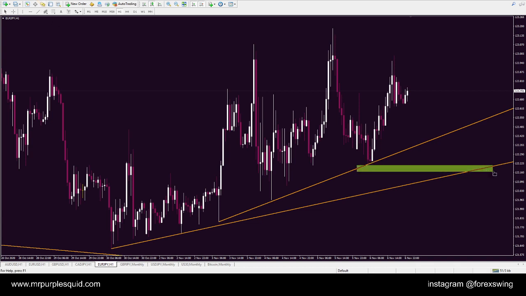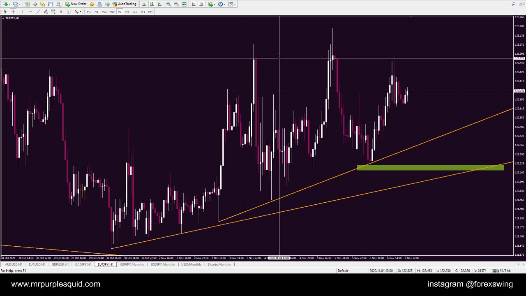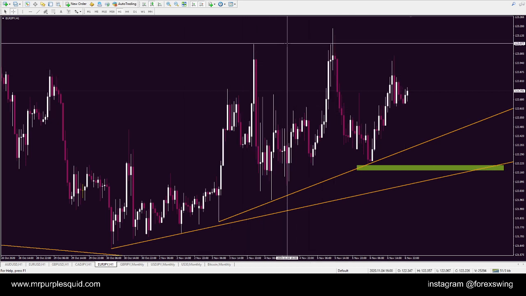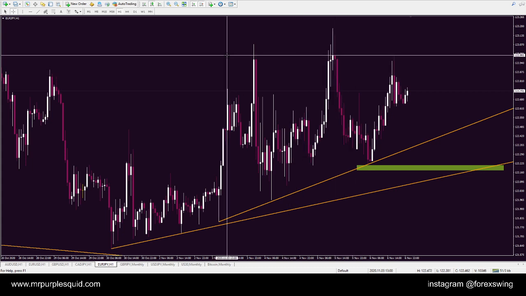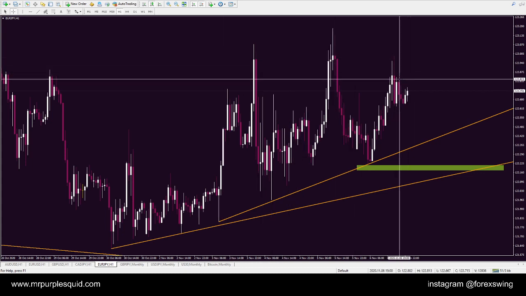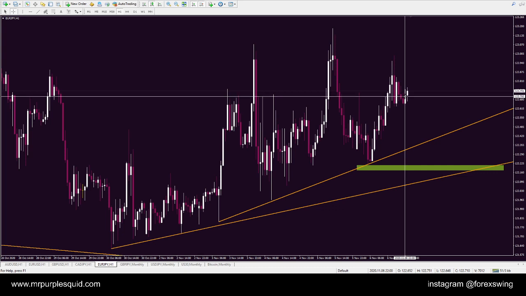So for me, yeah, I would take a break of this low right here. So clear resistance, and for many this could also be a head and shoulders. So head, shoulder. So let's see if it will play out that way.